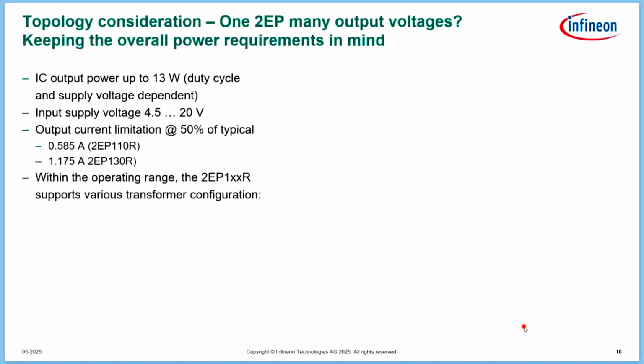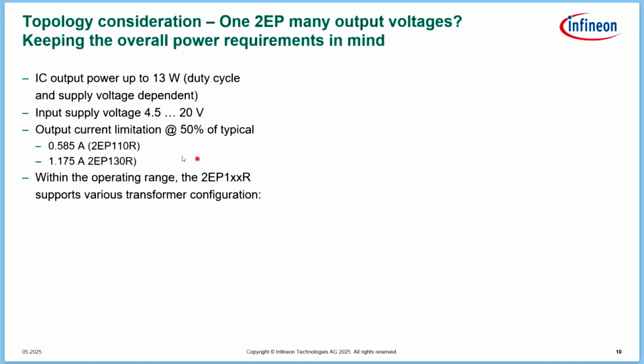We have maybe 1 IC, but we need many output voltages, and therefore we want to keep the overall parameters in mind. Just as a reminder, if you have not seen it in the data sheet, the product itself can provide up to 13 watts at its outputs. And this is at the IC. Then, of course, afterwards comes the transformer, the rectification, and so on. So this gives you an idea of what we can provide here at the output power stage.